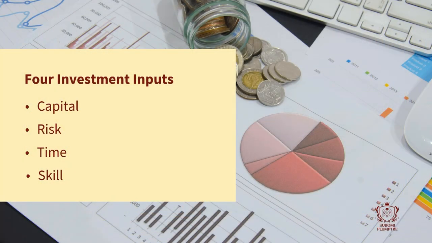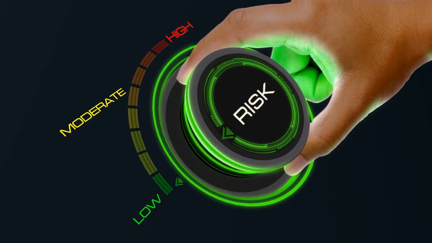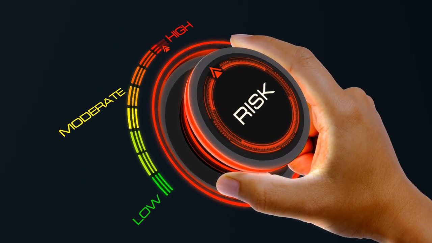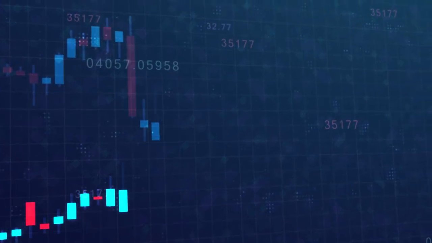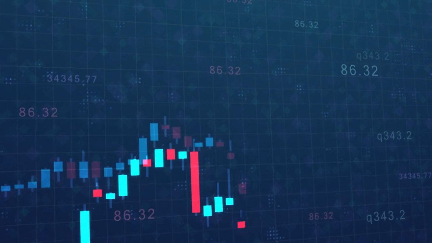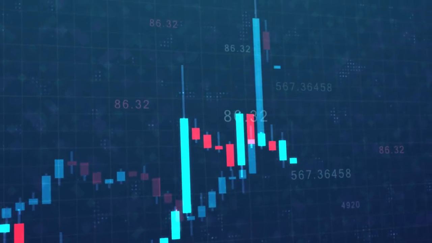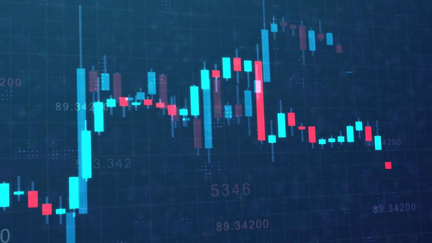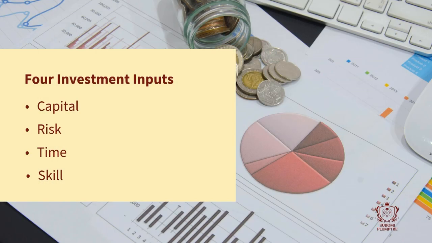The second item is risk, and that's because risk is typically proportional to reward. So the lower risk investment classes typically have the lowest returns on investments, while the higher risk investment classes typically have a higher potential return on investment, with the caveat that you may lose some or all of the capital.